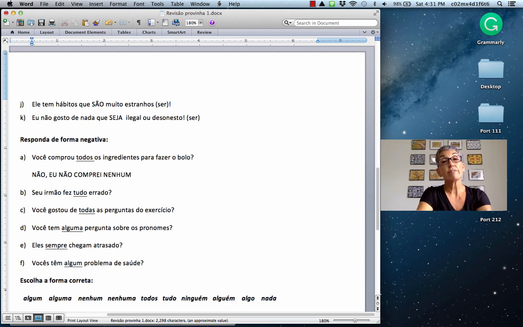Nenhum is never in the plural. So, what happens to the noun that comes after it? It has to be in the singular as well. Eu não comprei nenhum ingrediente para fazer o bolo. So, I did not buy no ingredient to make the cake.